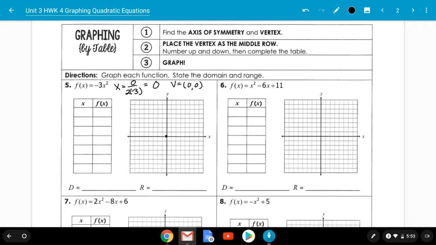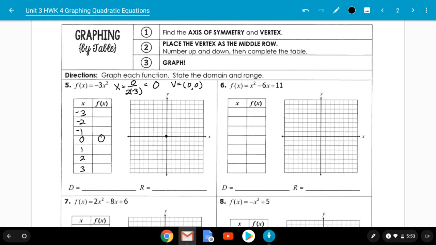Okay. Now what does it say here? Number 2 says, place the vertex as the middle row in your table. So if I look here, there are 7 positions. So the middle one would be right here. I plug in 0, 0. And then it says number up and down to complete the table. So you're just going to go up by 1s after 0 here. So 1, 2, 3. And then down by 1. Negative 1, negative 2, negative 3. And then all you're going to do is plug in the values into your function.